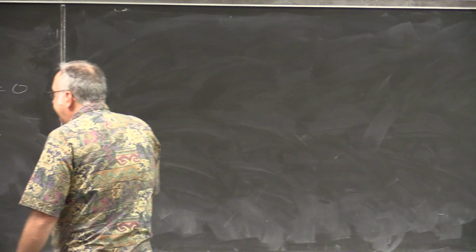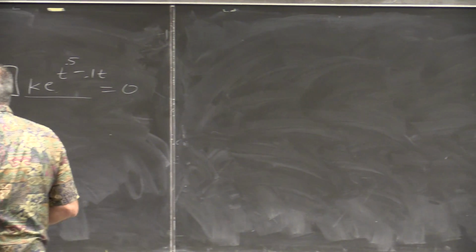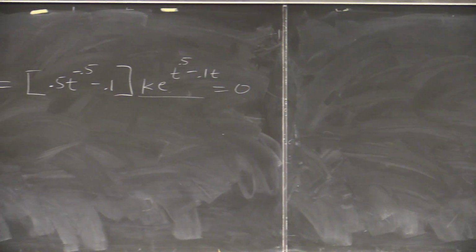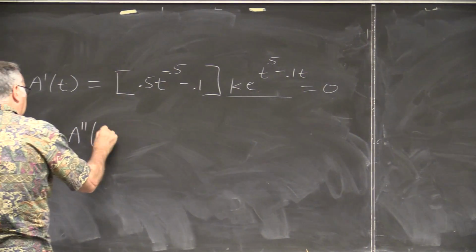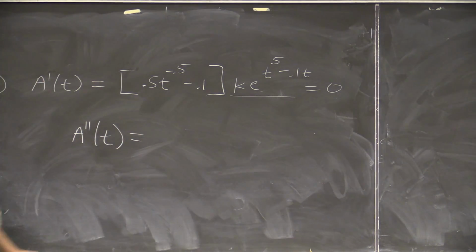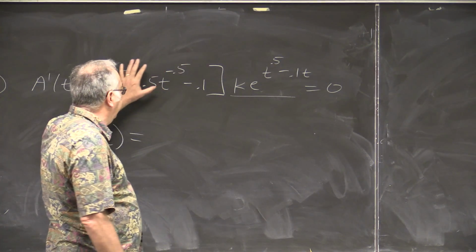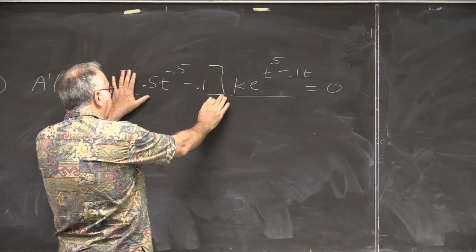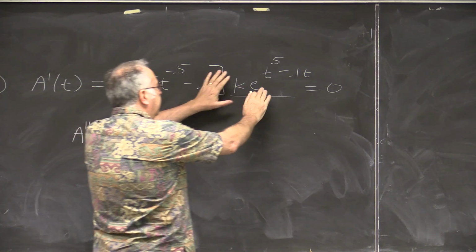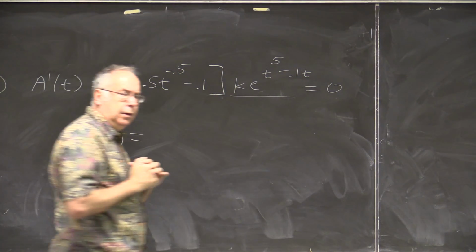We've got a prime of t right here. So what is a double prime of t? And that's 0.5 t to the negative 0.5 minus 0.1 squared. Okay, but let me just point out something. We've got two terms involving t. This expression right here involves t, but then there's this expression up here too.